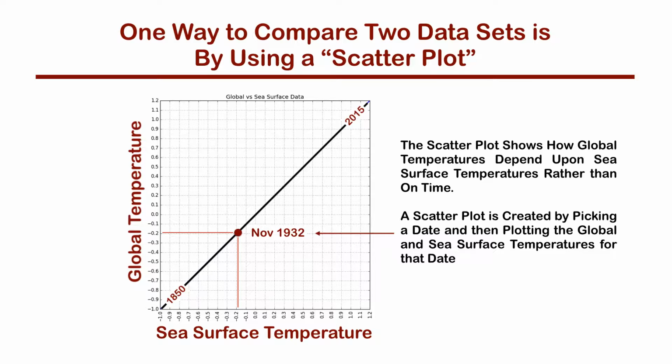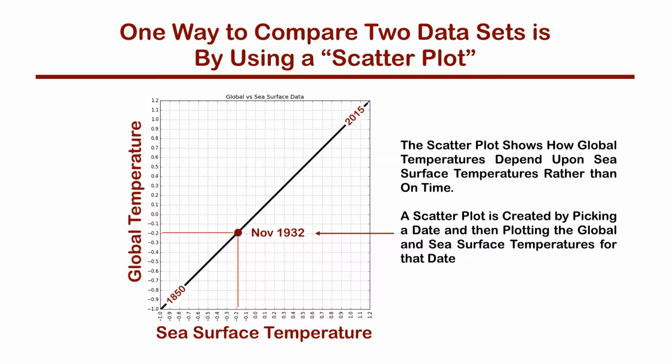Well, one way to compare two data sets like that is by using a thing called a scatter plot. A scatter plot shows how global temperatures depend upon sea surface temperatures rather than how they change with time. So a scatter plot is created by picking a date in the data records and then figuring out what the global temperature was on that date, plotting that on the vertical axis, finding what the sea surface temperature was on that same date and plotting that on the horizontal axis. And so you come up with one dot for every date in the climate data record.